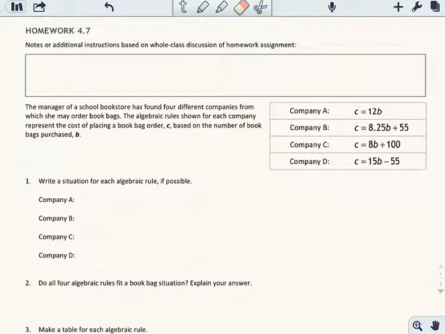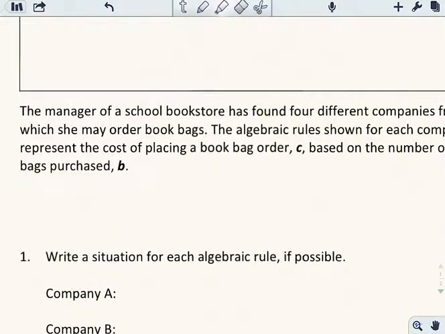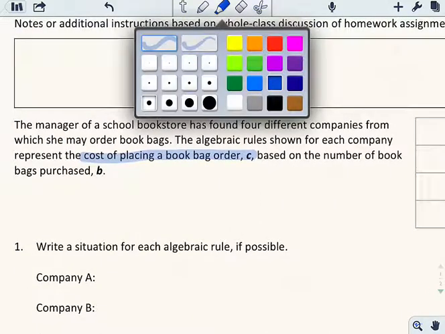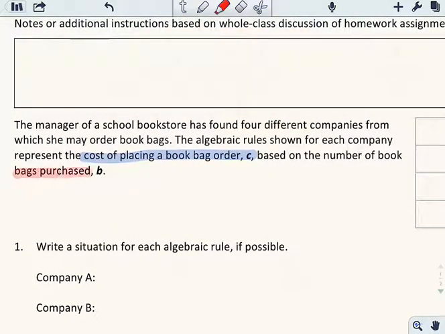Okay, so the manager of a bookstore has found 4 different companies from which she may order book bags. The algebraic rule shown for each company represents the cost of placing the book bag order, C. And some of you guys are getting really sharp at picking out what these are. They're telling you the variables, based on the number of bags purchased, B. Let's go red. Bags purchased is B.